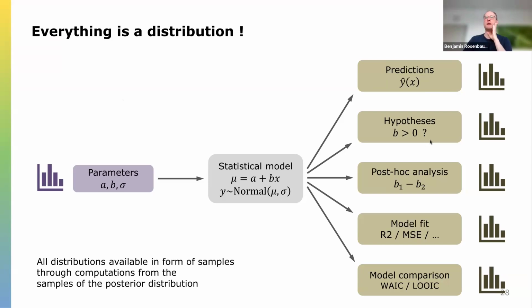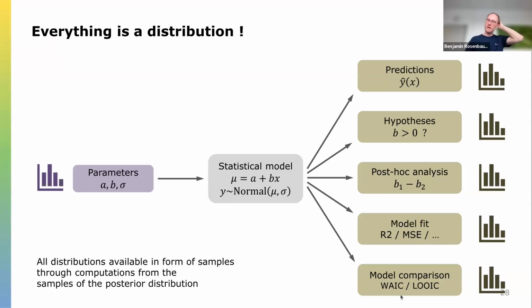For hypotheses, you will have a probability distribution associated with your hypothesis. For post-hoc analysis, for instance comparison between groups, you will get a distribution of the difference in groups, which you can use to assign probabilities. Also, the model fit is a distribution. It's not that important here. However, the R² value, for instance, is calculated from the predictions. The predictions are distributions, so also the R² value is a distribution.